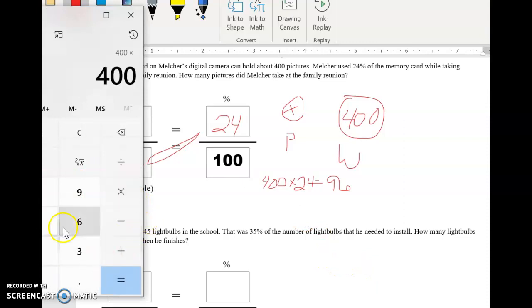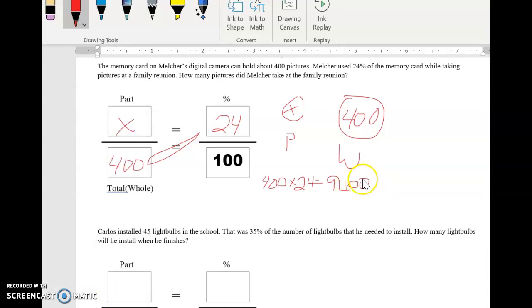400 times 24, and then I know I've got the 2 zeros at the end. 9,600, I'm smart. So then I have 100. I'm going to divide 9,600 by 100. And again, use my rules of zeros and cross these two off. So that equals 96.